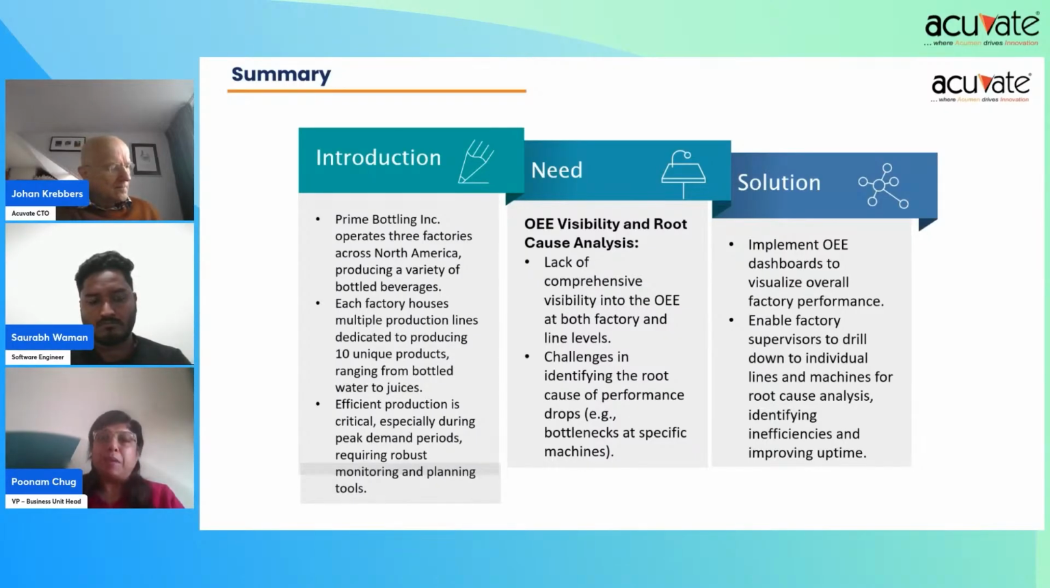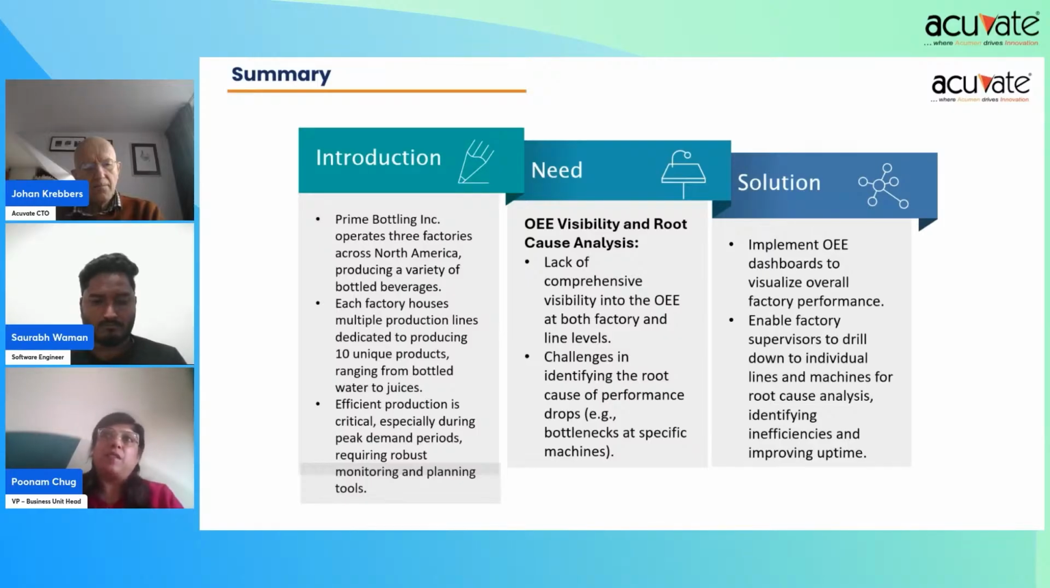Especially during their peak seasons, it's very important for them to be able to plan their production effectively across the available lines, right? But one of the challenges, as I mentioned earlier, is to have that comprehensive visibility across all their plants and the lines, and also be able to identify the root cause for any performance drops. So for that, what we have done is we have first of all captured the inputs from across all these siloed sources, consolidated all this information, and produced this holistic OEE dashboard.